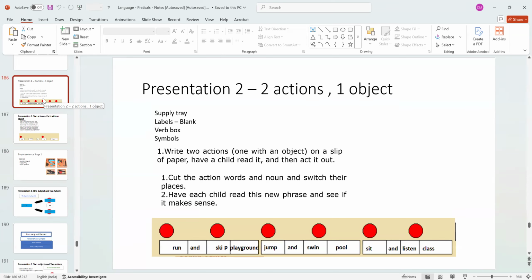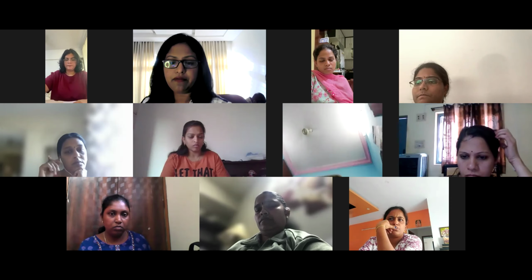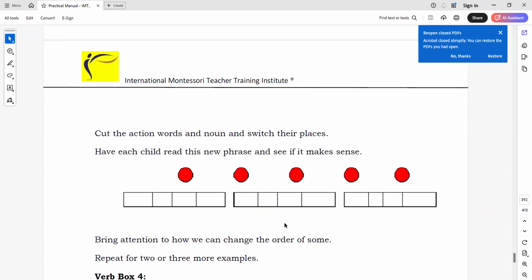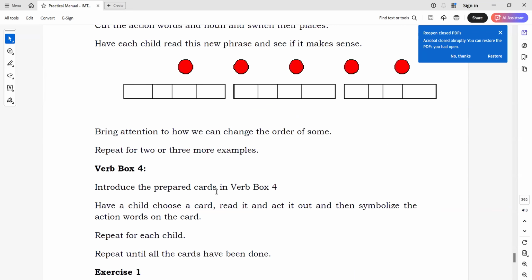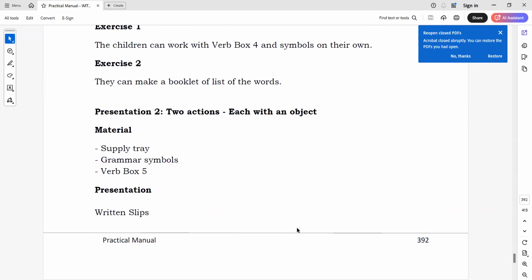Moving to this next one, which talks about your verb box 5. Here only you can write, but we will not be working with one object. We will be working with 2 different actions. Now coming to our next presentation, that's our verb box 5.